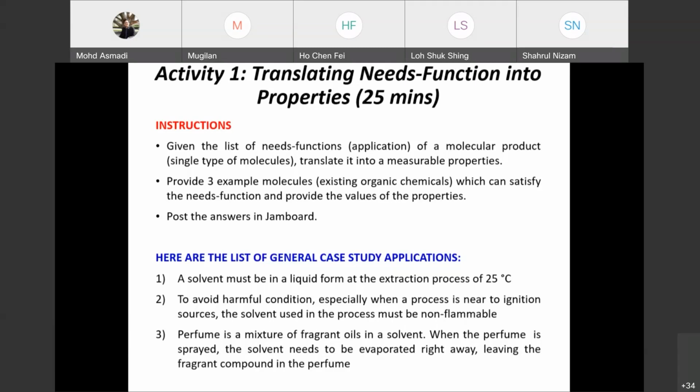Here is the list of general case studies. A solvent must be in liquid form at the extraction process of 25 degrees C. Avoid the harmful condition when the process is near an ignition source. The solvent used in the process must be non-flammable. Perfume is a mixture of fragrance oil in the solvent. When the perfume is sprayed, the solvent needs to evaporate right away, leaving the fragrance compound in the perfume. Can you do the needs function?